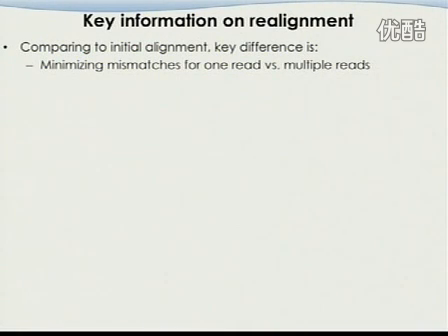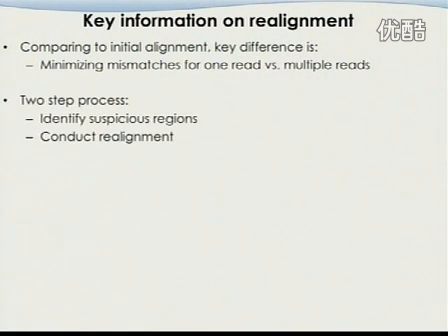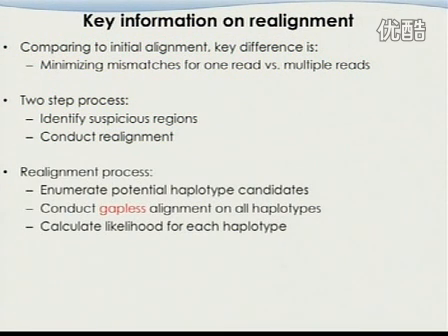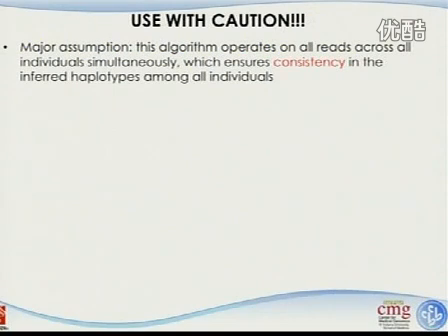But there's some key information on this realignment algorithm. Compared to the initial alignment, the key difference is really minimizing mismatches for one read versus for multiple reads. That is the key difference between the initial alignment and the realignment, okay? And there's a two-step procedure: identify regions, and conduct the realignment. The process is to first enumerate the potential haplotype candidates, conduct gapless alignment on all haplotypes, and calculate the likelihood for each haplotype. So which one is really better?